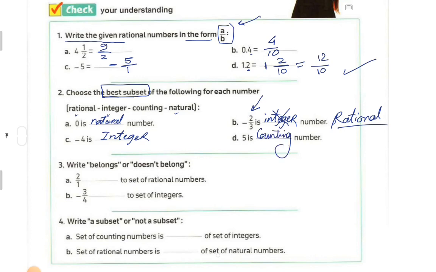Okay. Question number 3, write belong or doesn't belong. We learned before that belong and doesn't belong are between element and set, right? The element here, 2 over 1, blank to set of rational number. Is 2 over 1 belong or not belong? Of course, 2 over 1 as a fraction a over b belongs to set of rational number, so write belongs.